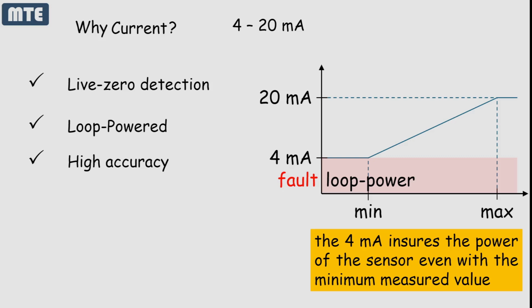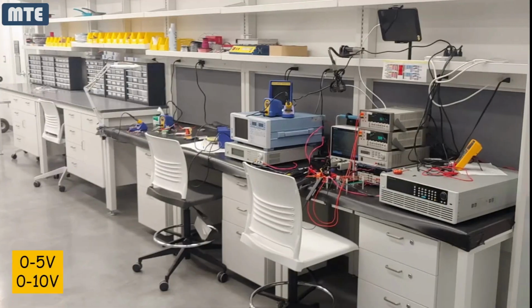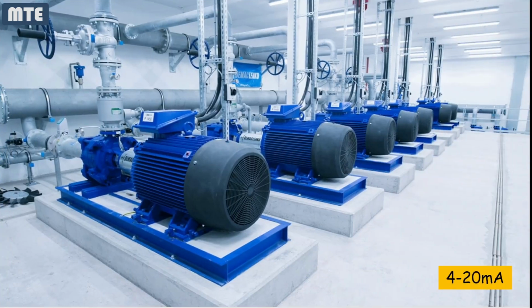The decision to use voltage or current signals often depends on the specific requirements of the application. For example, in short distances and low noise environments, a 0 to 5 volt or 0 to 10 volt signal might be sufficient. For example, a temperature sensor in a lab setting connected directly to a nearby controller. On the other hand, in long cable runs or high noise environments, a 4 to 20 mA signal current loop is preferred to maintain signal integrity.